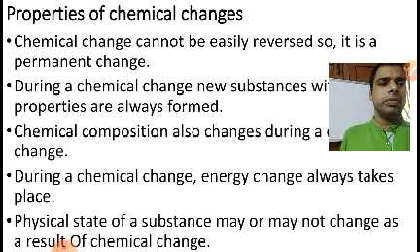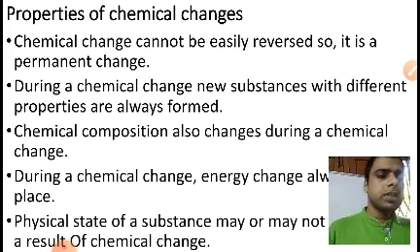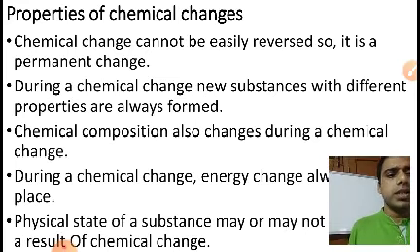Now we will talk about some of the properties of chemical changes. Whenever a chemical reaction takes place and some chemical change is occurring anywhere, we can say that chemical changes have some properties. The very first property: a chemical change cannot be easily reversed. So it can also be called an irreversible reaction.